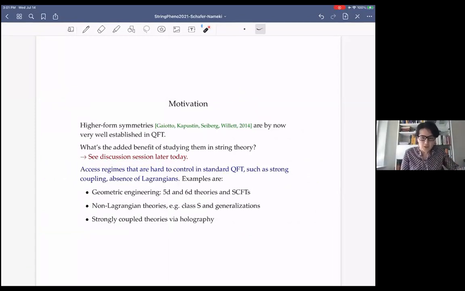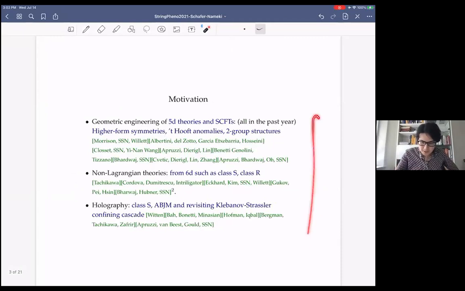One good answer to this question is that string theory allows you to access regimes that you normally can't access easily, something like strong coupling, non-Lagrangian theories. Examples of that are 5D SCFTs and 6D SCFTs that are intrinsically strongly coupled, non-Lagrangian theories like class S theories and related things. And then, of course, the thing that keeps on giving, holography. So strong coupling via holography. Indeed, in the past years, there's been a lot of activity in applying higher form symmetries and studying their implications in the context of these three applications.